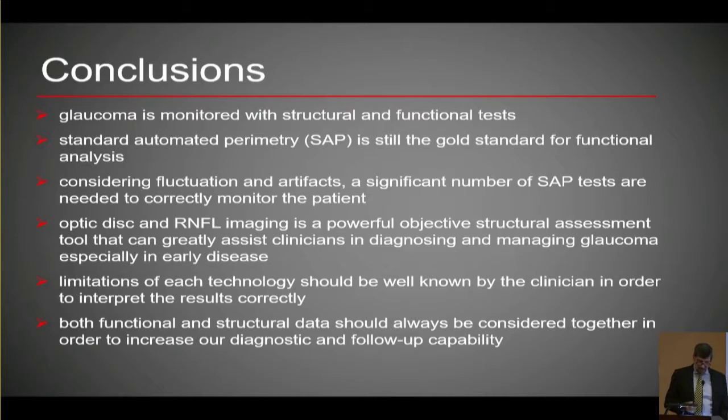Optic disc and retinal nerve fiber layer imaging is a powerful objective structural assessment tool that can greatly assist clinicians in diagnosing and managing glaucoma, especially in early disease. The limitations of each technology should be well known by the clinician in order to interpret the results correctly, and both functional and structural data should always be considered together in order to increase our diagnostic and follow-up capability.